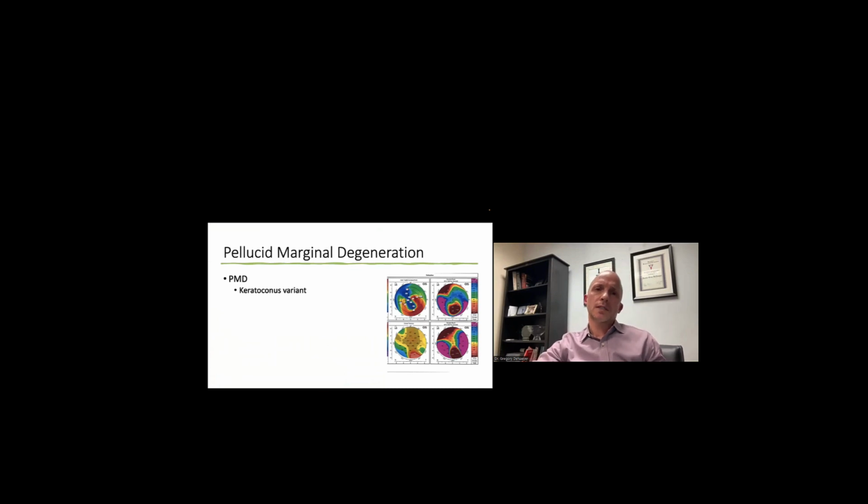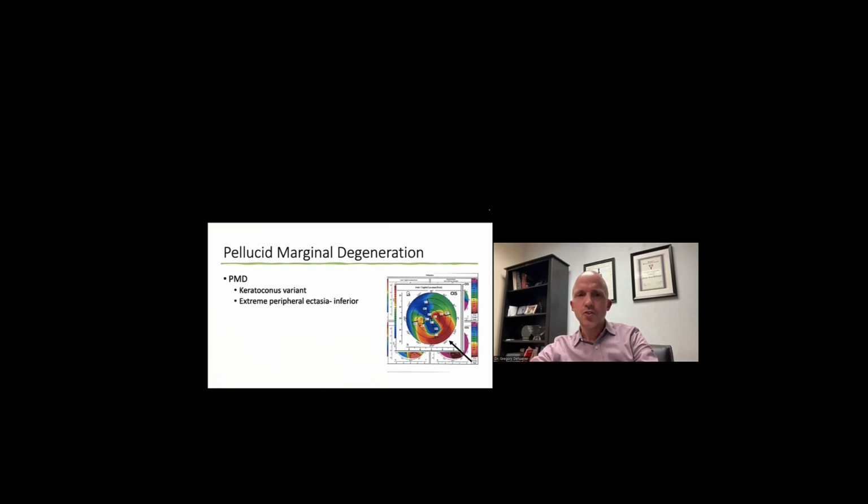Okay, then I want to talk just a little bit briefly about pellucid marginal degeneration. Pellucid, or PMD, is a keratoconus variant. It's luckily pretty rare. You don't really see too much of it in clinic, but its classic presentation is that the patient has a very steep cornea that's paralimbal, really, really inferior. And that can make fitting tricky because we have to fit over just that one quadrant near the limbus.